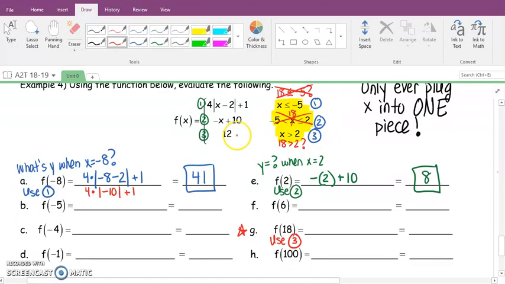Now, equation 3 looks a little different because it's just a number. That means there is no x to plug in. So pretty much for any x value that's bigger than 2, the y value is just going to be 12. It's like a constant equation. It's kind of nice because you don't even have to plug x in to know y. So for letter G, I don't even really have to show any work because I know that y is just going to equal 12. And there's my answer.